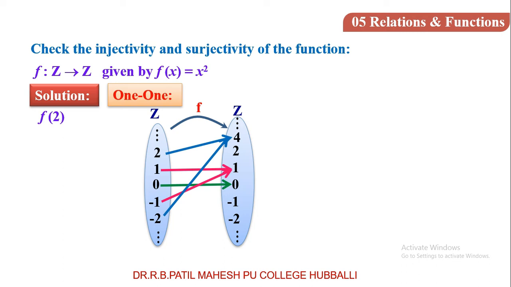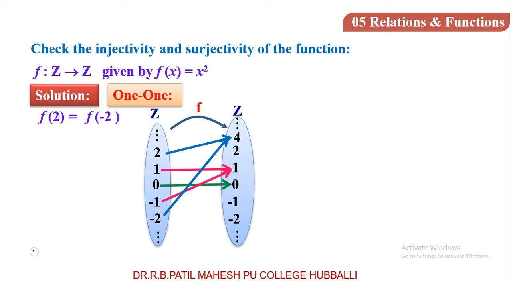f of 2 is equal to f of minus 2. I have taken 1 and minus 1; here we are taking 2 and minus 2. Why is f of 2 equal to f of minus 2? Because the image of 2 is 4, and the image of minus 2 is also 4. Hence I am writing f of 2 is equal to f of minus 2.